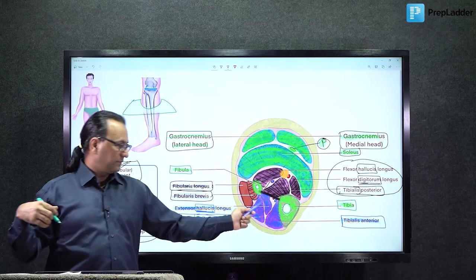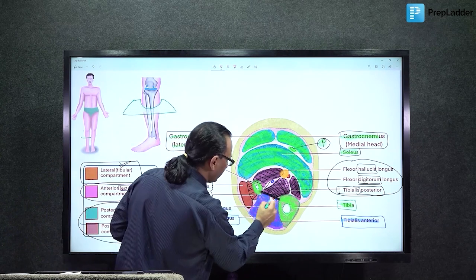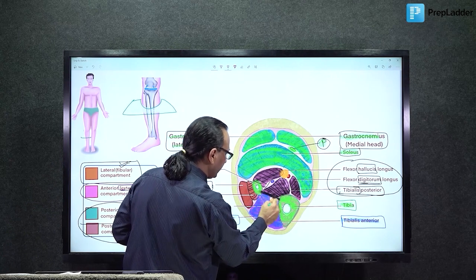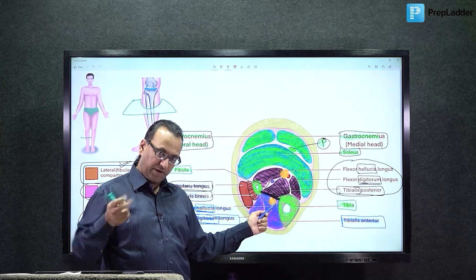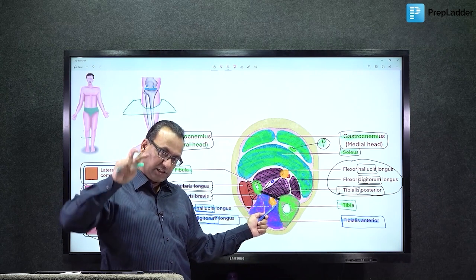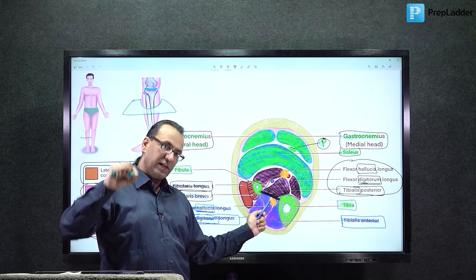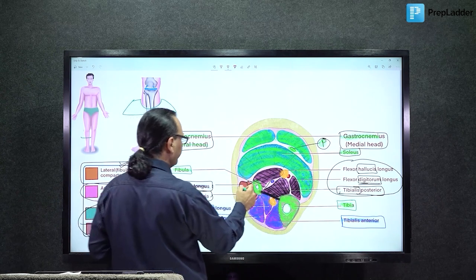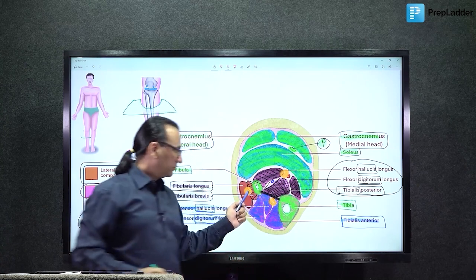In the anterior leg compartment, you have the anterior tibial nerve, and that anterior tibial nerve is also called the deep peroneal nerve. Actually, we have the common peroneal nerve dividing into superficial and deep branches. So the deep branch, which is the deep peroneal nerve, works as the nerve of extension, whereas the superficial peroneal nerve, a branch of the common peroneal nerve, works for foot eversion.